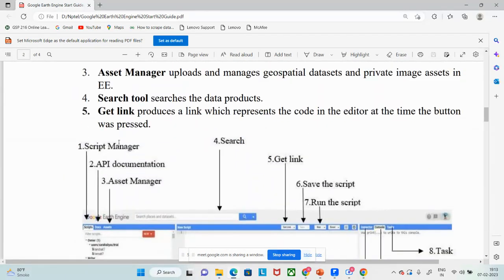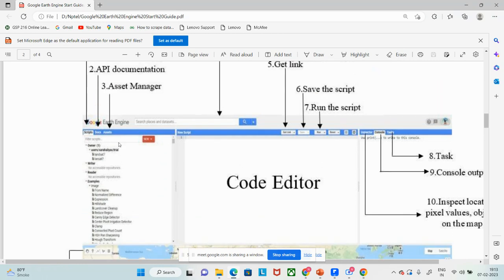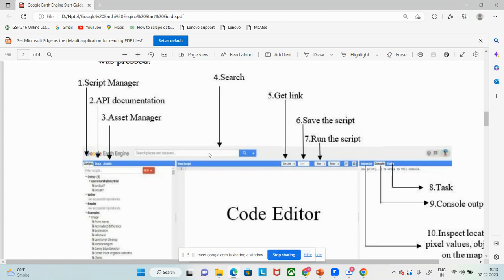So when you open the interface, it will look something like this. Here a new script is written. This is where we write our code to perform whatever task we need. Here in section one, first is scripts. So we will make new files here, and our scripts will be saved online.